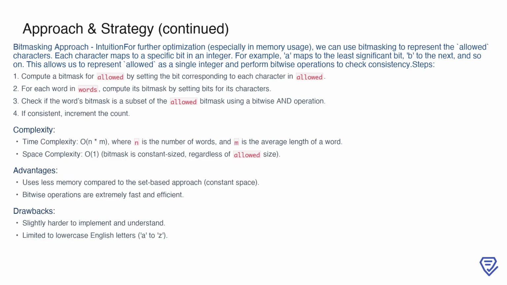masking approach. Here, instead of using a set, we represent the allowed characters as bits in an integer. Each character corresponds to a specific bit position, with a mapping to the least significant bit, b to the next, and so on. To implement this, we first compute a bit mask for allowed by setting the relevant bits for each character. Then, for each word in words, we calculate its bit mask by setting the bits for its characters. By performing a bitwise AND operation between the word's bit mask and the allowed bit mask, we can determine if all the word's characters are valid.